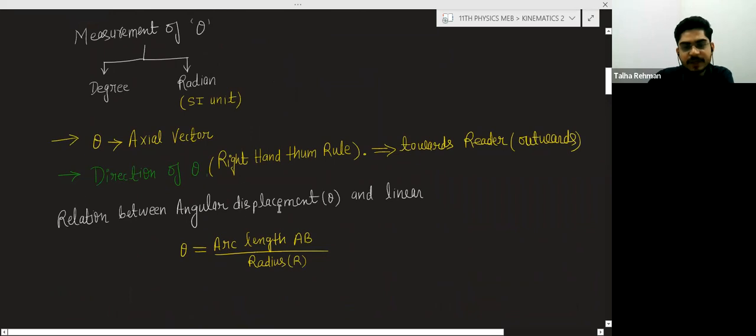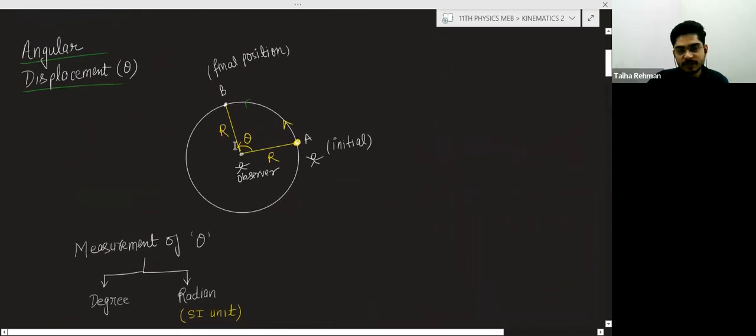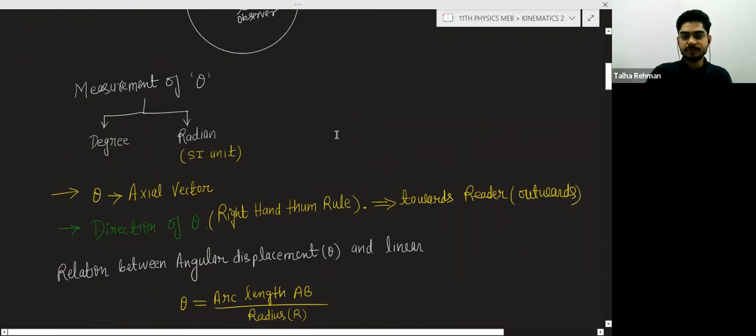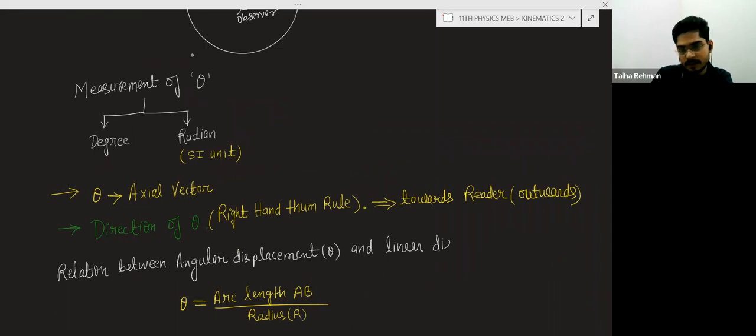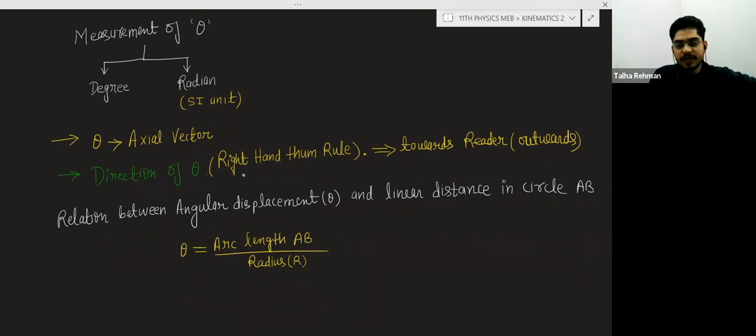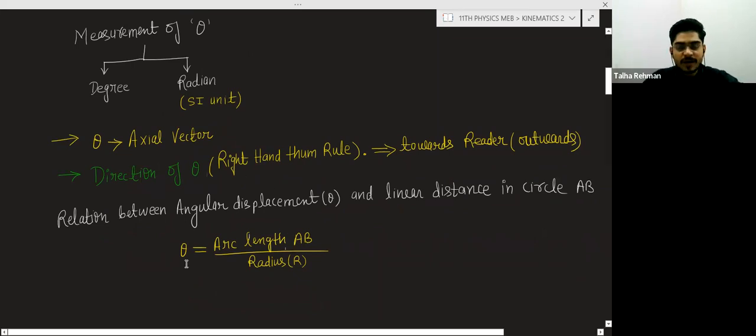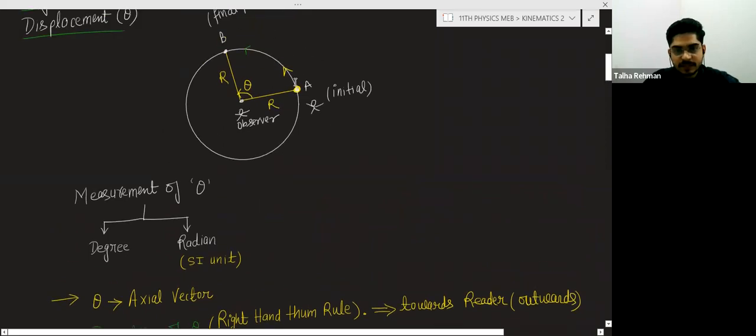Now there is a relation between the angular displacement, this theta, and this distance AB. You can say this is the linear distance AB in a circle. There are two ways to calculate this. Basically, I want the relation between this theta and this distance covered by the body, AB.